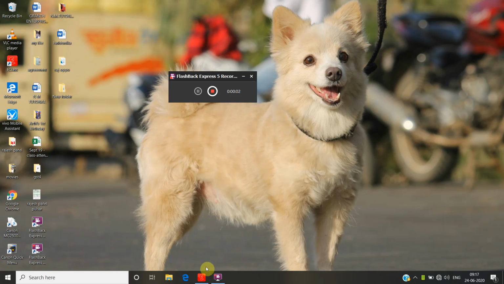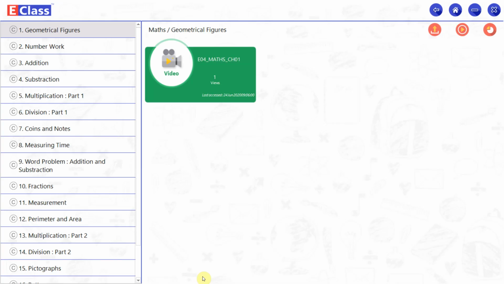Good morning, students. Today we are going to start with mathematics, chapter number 1, geometrical figures. We have studied various geometrical figures like circle, rectangle, square, triangle, cylinder, cone, but in this chapter we are going to study a step further. We are going to study about angles. There are three types of angles: acute angle, obtuse angle, and right angle.